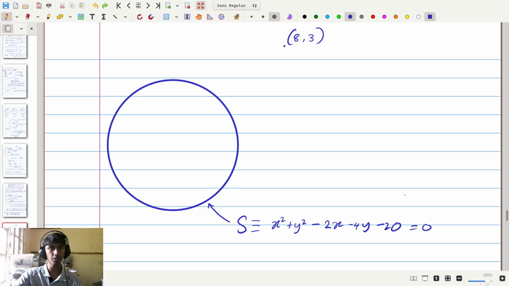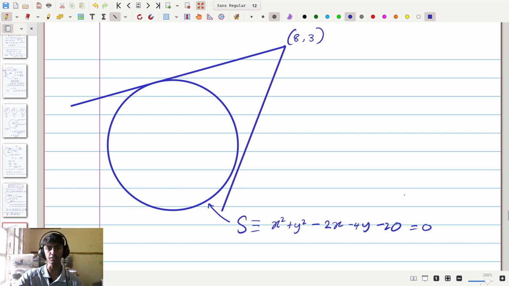So let's try and use our knowledge on this simple question here. We have an external point 8, 3 which is external to this circle here, given by x squared plus y squared minus 2x minus 4y minus 20 equals 0. Our task is to find the equation of the two tangents that are going like this and this. So to do that, let's first draw out the two tangents that we want to find. The two tangents are the two tangents that pass through the point 8, 3 that go like this and this. So these are the two tangents that we want to find.